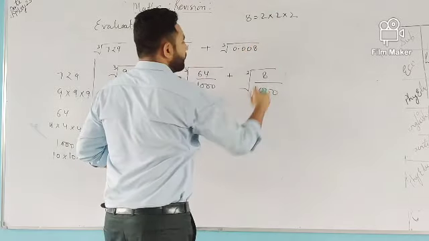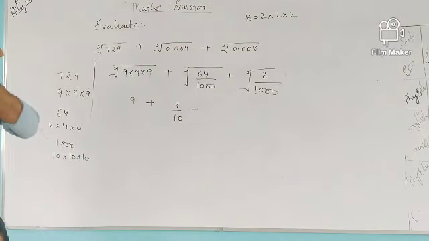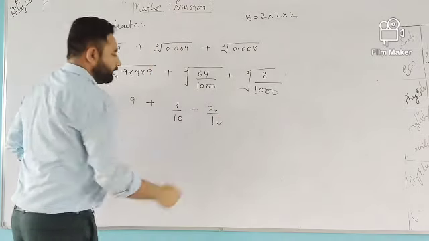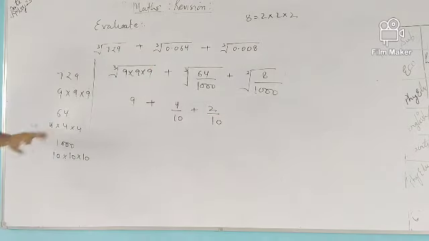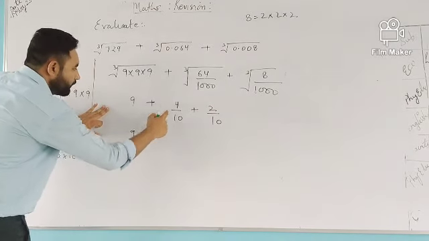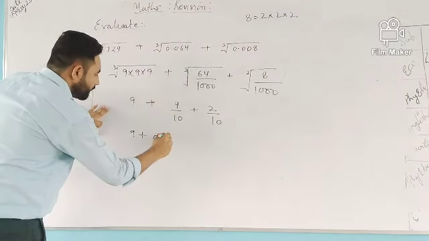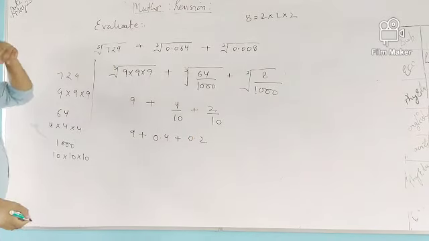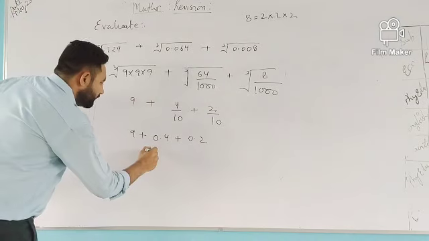Now 8 can be written as 2 into 2 into 2, right? So in place of 8 we will write 2, which is the cube root of 8, and in place of 1000 we will write 10. So 9 plus 4 upon 10 is 0.4 plus 2 upon 10 is 0.2, which becomes 9.6.